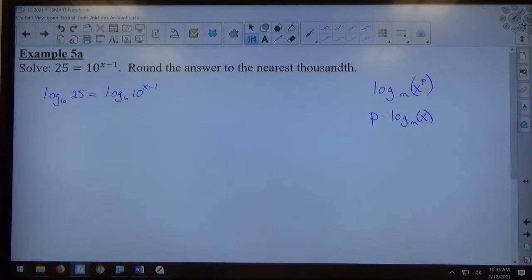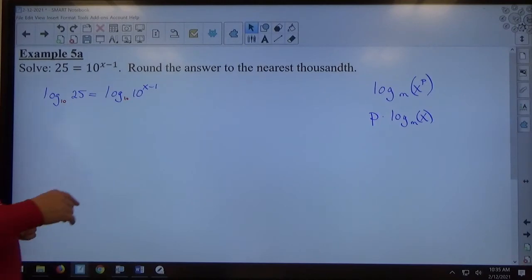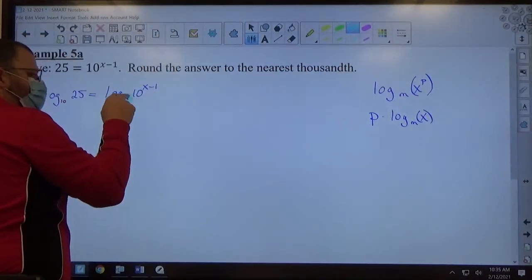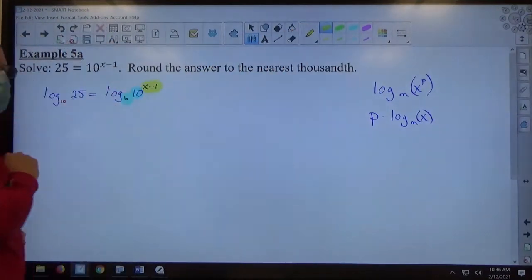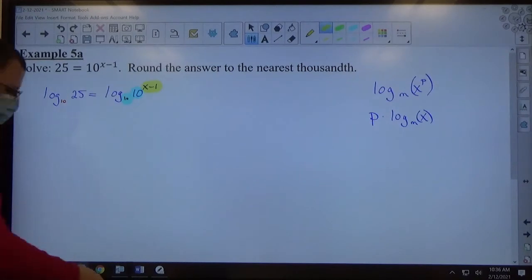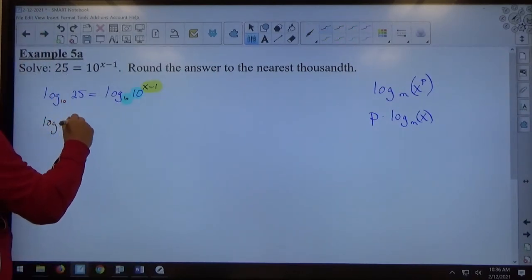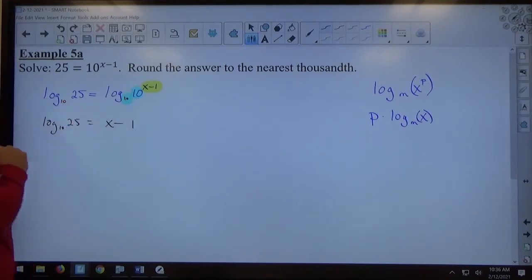And again, something we just learned yesterday from our homework and just a moment ago as I went over the homework was when we see this picture here, this base matches that base, then this is what that evaluates to. So what I get is log of 25 base 10 should equal x minus 1. By picking log base 10, and I have 10 to a power, that's what happens.